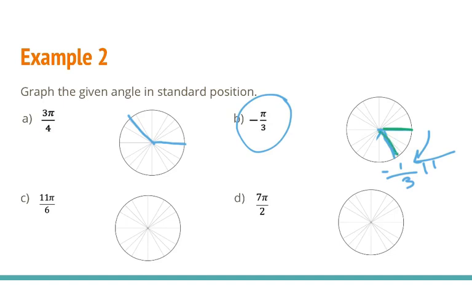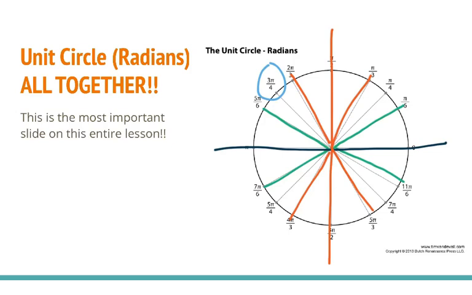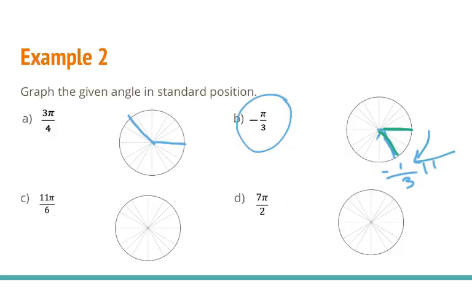Remember, this is the initial side, and this is the terminal side. The other way I could have gotten it quickly, looking back at this picture, remember that was the one that matched up here. I could have known that it was at 5 pi over 3, because if I started at 6 pi over 3 and just subtracted 1/3, which is the same thing as negative pi over 3, then I'd be at 5 pi over 3.